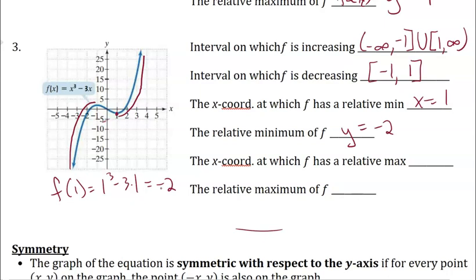Okay, x coordinate where f has a relative max. That appears to be right here at -1, and then if we plug -1 into that function, we get -1 cubed is still -1, minus 3 times -1 would be +3, so +2. Oh, didn't write the x. X equals -1. F of -1 equals 2. So there's our relative max.